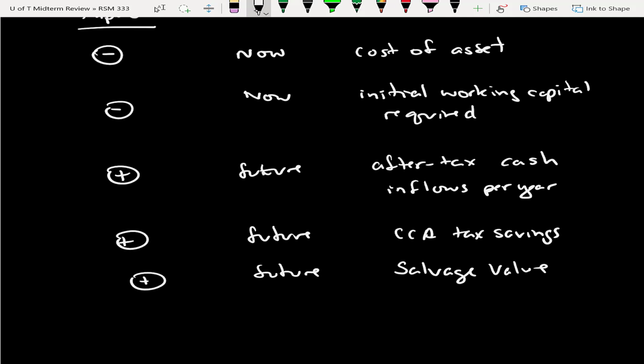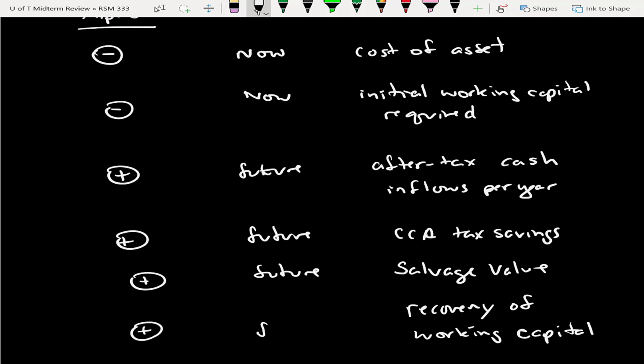And the very last thing is called the recovery of working capital. And this will be the same as the inventory at the beginning. I don't want to overcomplicate it, but basically assume that the inventory you bought at the very beginning before you opened the store, you sold the last item on the last day. So you got all of that back. So that would be a positive cash flow, and that would be in the future.